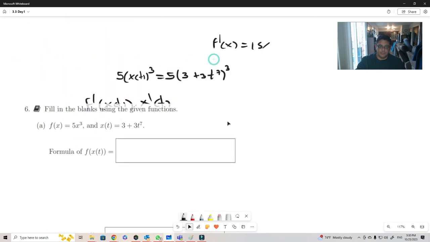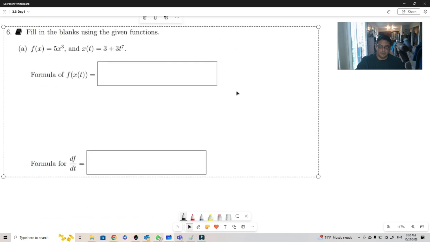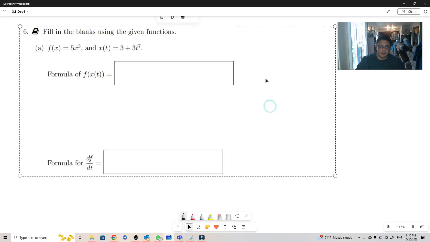Okay, let me go over this again really quick. Okay, so this will be 5 x of t cubed, and this will be then 3 plus 3t to the 7 cubed. And then we were talking about using the formula of f prime of x of t times x prime of t.